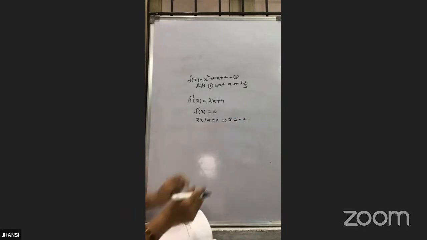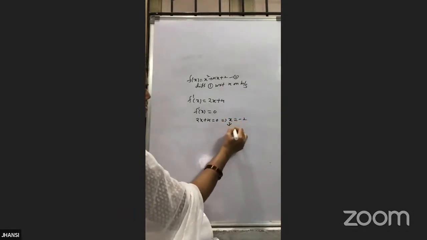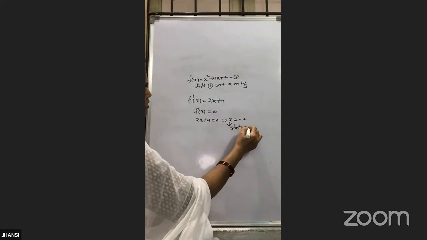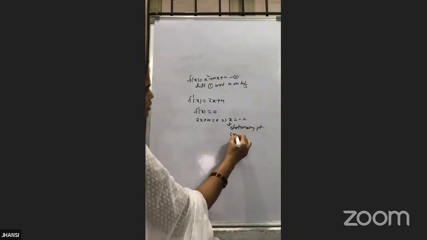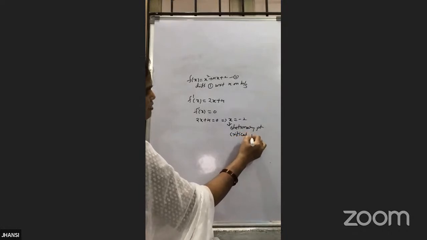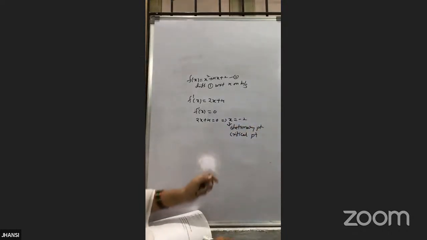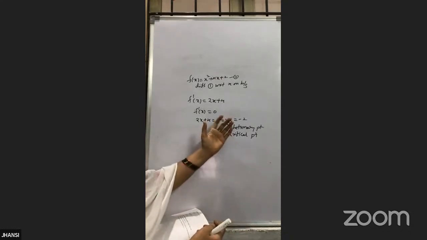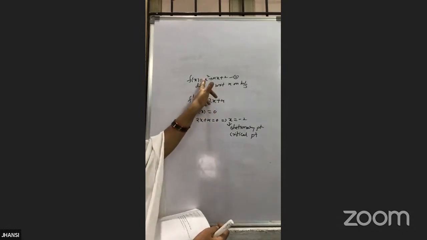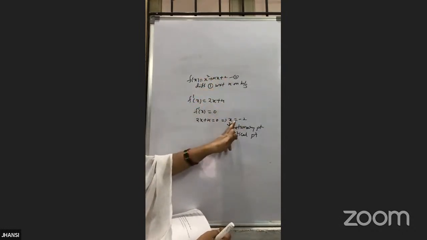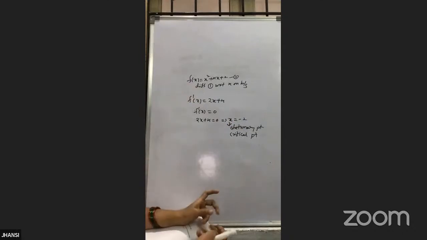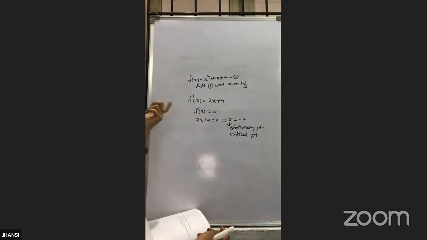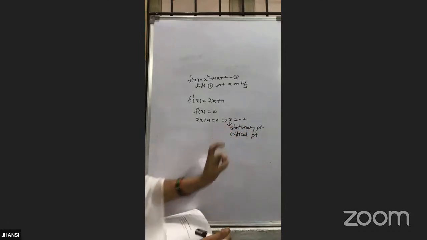Whatever this point is, it is called a stationary point or else a critical point. In polynomials or algebraic expressions of the form ax square plus bx plus c, we call it a root of the given expression. So whatever the x value is, if you substitute it there, the function will become 0. That means at x equals minus 2, the function is satisfied. That's why this is called a stationary point or critical point.